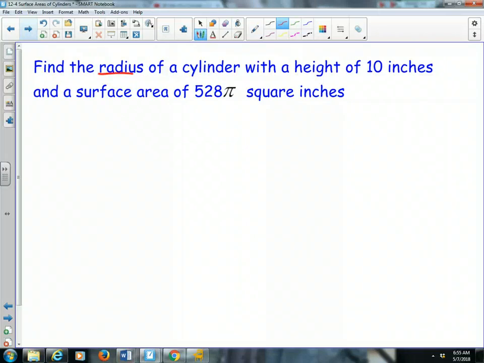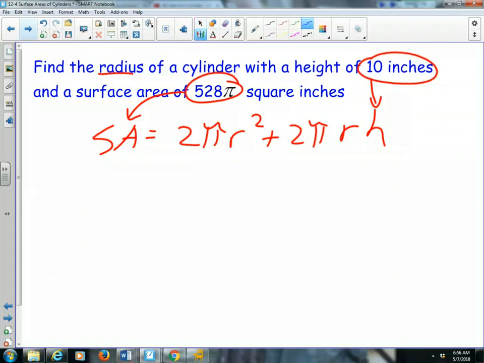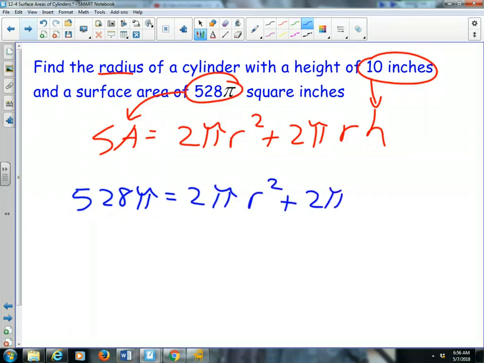And our last one for the day, this time I give you the height, but I do not give you the radius. So once again, if we write down the surface area of any cylinder is 2 pi r squared plus 2 pi r h. I give you the surface area. I give you the height, but we need to find the radius. Okay, so it's done a similar way, just one notch higher in difficulty level than the last one. So 528 pi equals 2 pi radius squared plus 2 pi radius times 10.